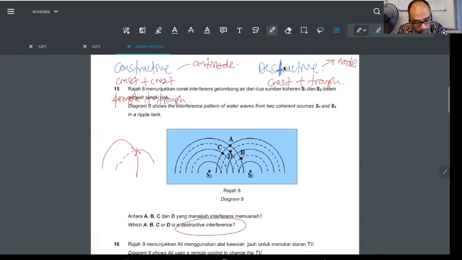Okay, and so point A cannot because it is crest and crest. Point C is also crest and crest. Point B is the answer because this is a crest and this is a trough. Okay, D is trough and trough. The dotted lines are trough and the straight lines are crests. So destructive means one dotted line and one straight line combined together. And the only place where this happens is at point B.